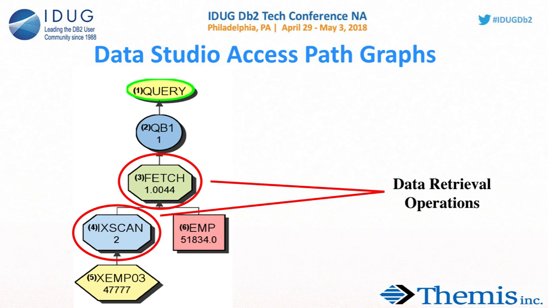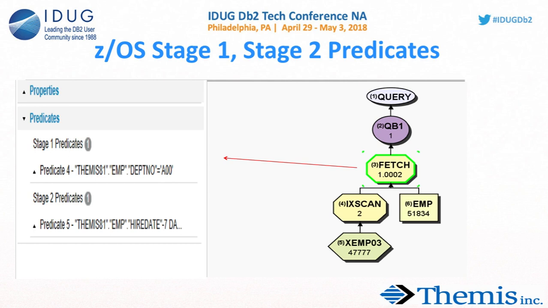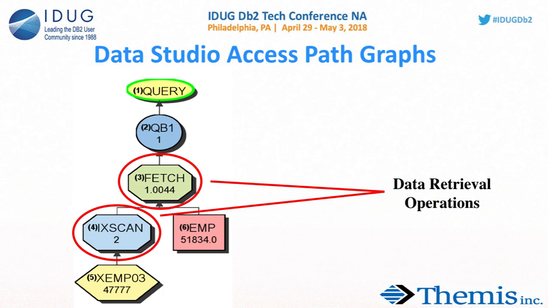So we come back to here, trying to figure out where I was. This is going to show us the predicates applied to the index.